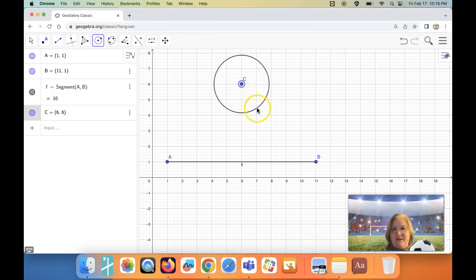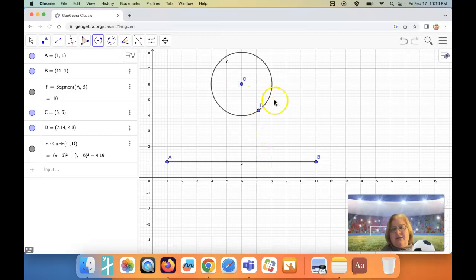So say I want my radius to be 2. So from the center to my circle, it's 2. So I'm going to click, and it will add a point to it so that I have my circle with a radius of 2. It's close to 2. It's 4.19 is 2 squared. 2 squared is 4. Okay?